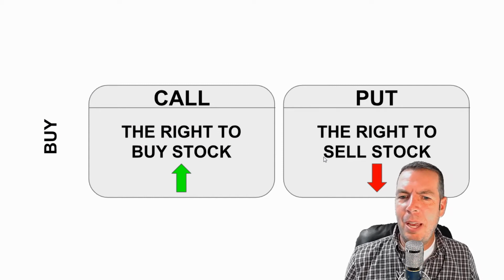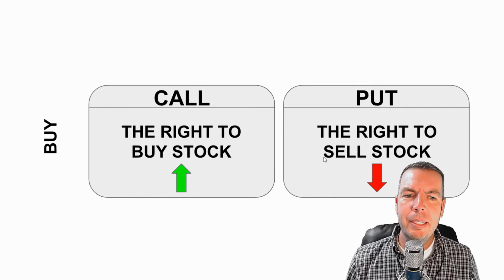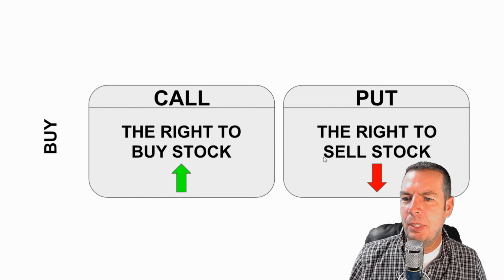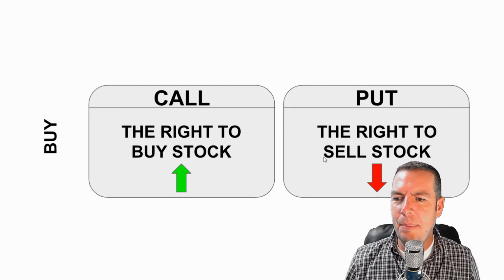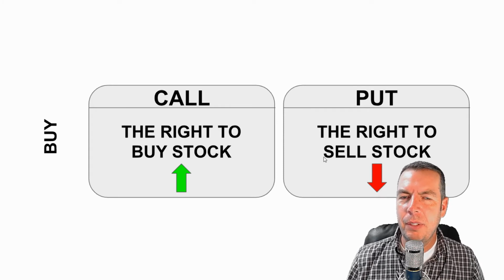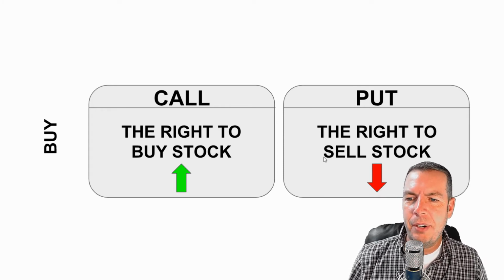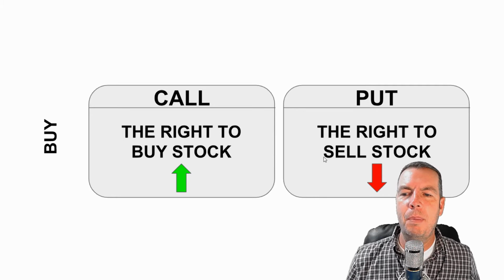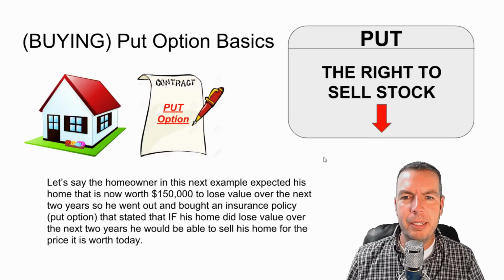All right, now let's talk about a put. When we're buying a put, that gives us the right to sell stock. Buying a put option gives you the right to sell a given stock at a certain price by a certain time. For that privilege, again, we pay a premium to the seller, who is called the writer of the put, who assumes the downside risk and is obligated to buy the stock from us at a predetermined price.